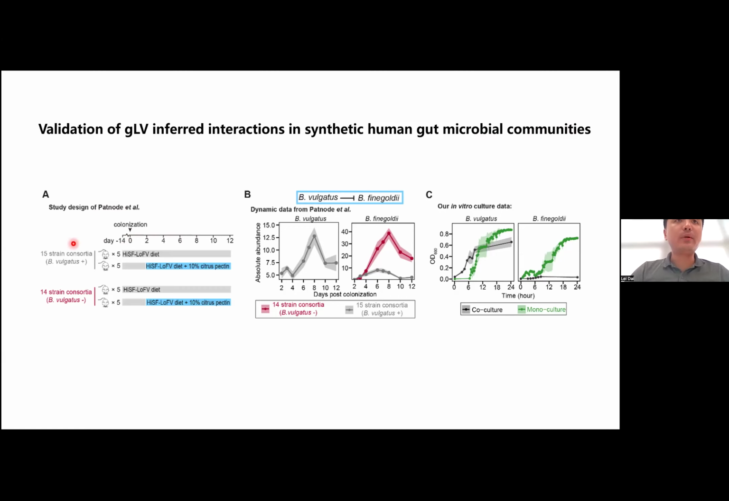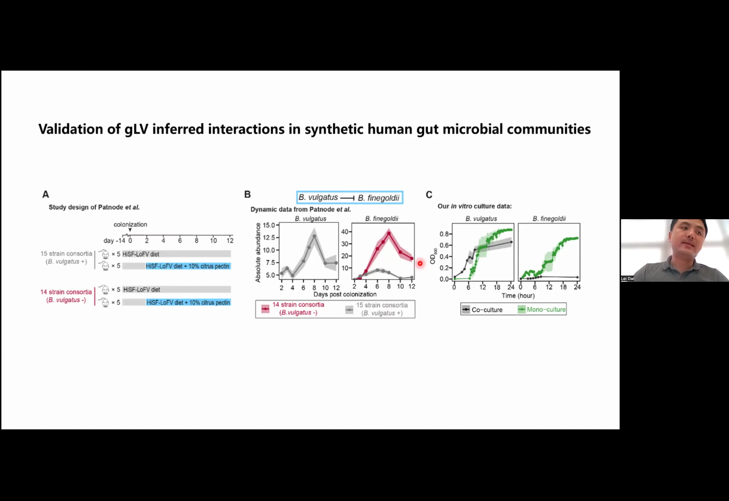In a previously published paper, they introduced a 15-strain consortium to germ-free mice and also a 14-strain consortium to germ-free mice. Using that data set, we inferred that there is strong competition between Bacteroides vulgatus and Bacteroides fragilis. Our prediction is that B. vulgatus inhibits B. fragilis. Actually, in the time series, you can see that in the absence of B. vulgatus, B. fragilis can grow very well.